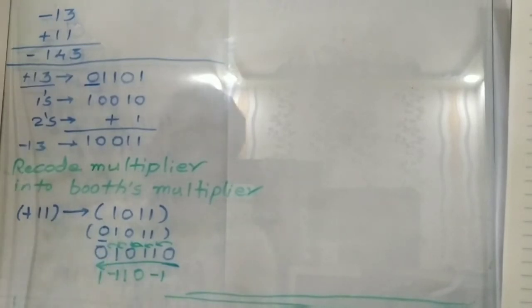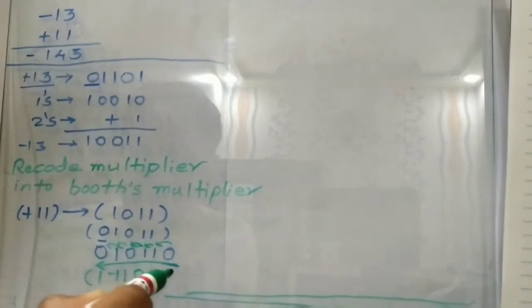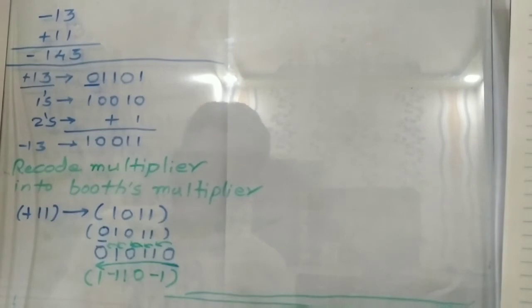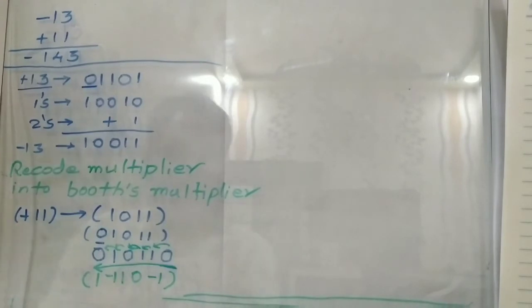We'll check our Booth's multiplier in the same way, and again we will verify whether that new form or recoded multiplier is the same as your original multiplier or not. The multiplier is 1 0 1 1. So our recoded multiplier is 1 minus 1 1 0 minus 1. Now we will verify that this recoded multiplier is correct or not.